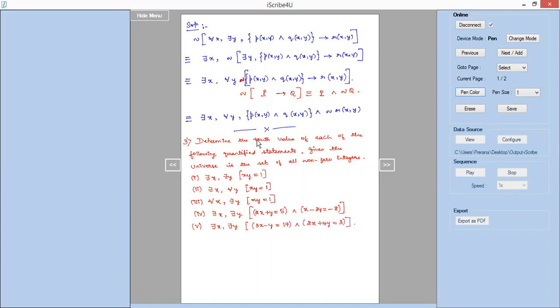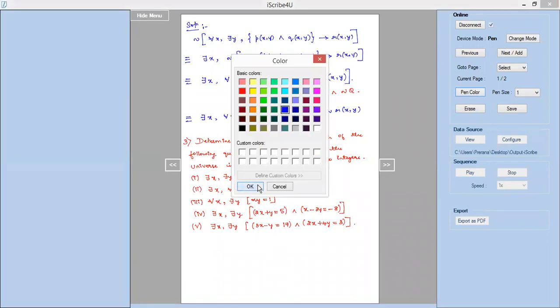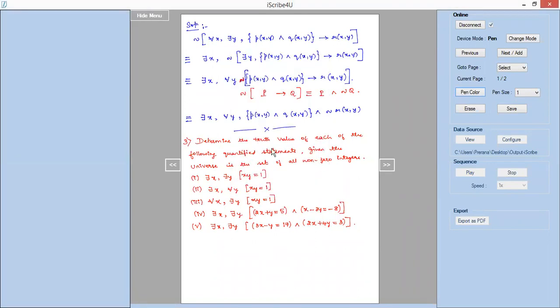Right, so we have to determine the truth value for each of these quantified statements, given the universe is the set of all non-zero integers. What is to be determined is nothing but the truth value, so either the statement is true or the statement is false. We will mention that along with the valid reasons. Okay, so let us do the solutions one by one.